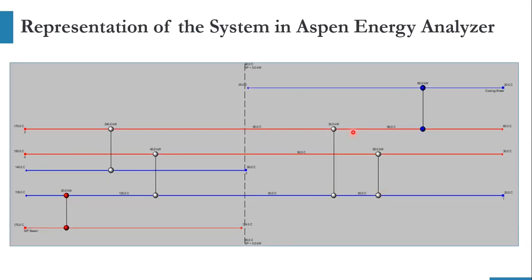And this is the representation in the Aspen Energy Analyzer. As you can see, this is 240 kilowatt, this is 90 kilowatt, this is 30, this is 90. The cold utility requirement is 60 kilowatt, the hot utility requirement is 20 kilowatt. Once we move to the Aspen Energy Analyzer, we will see how we can achieve this systematic diagram and how we can prepare it. So that's it from this lecture. Thank you so much.